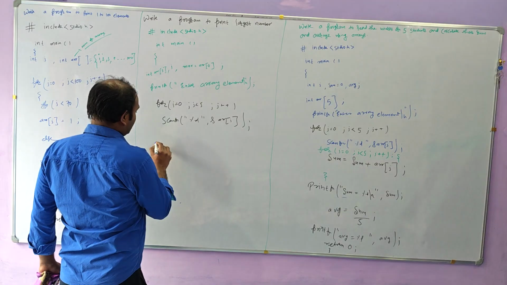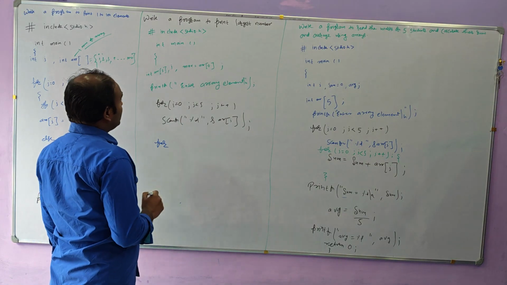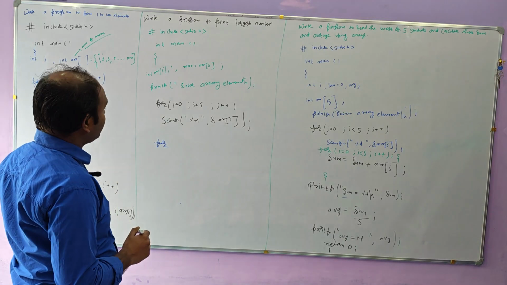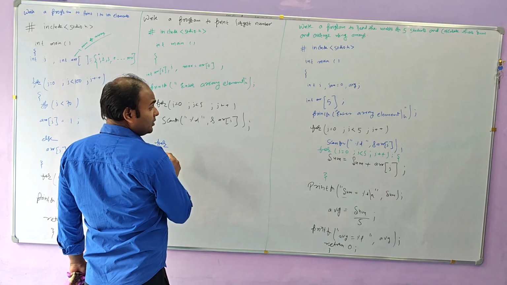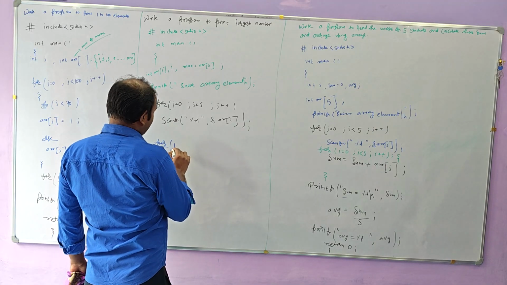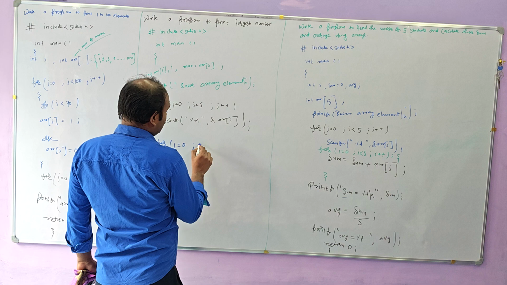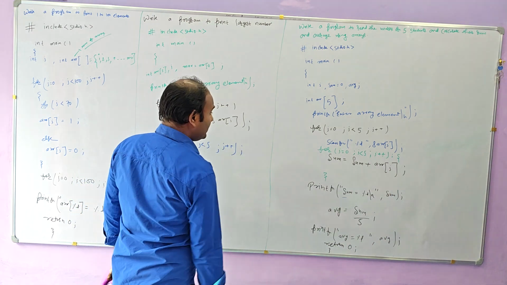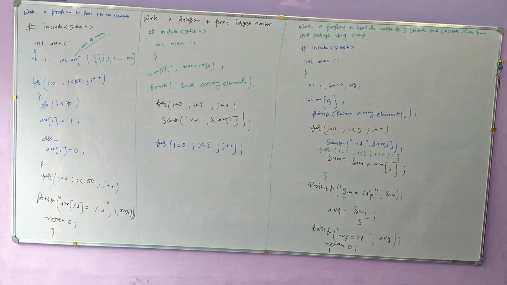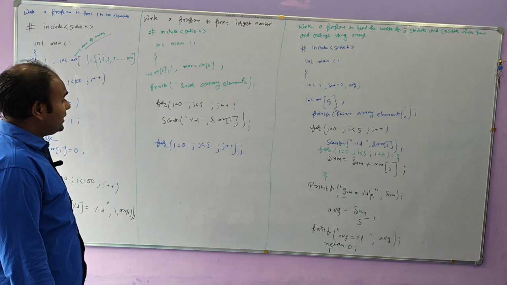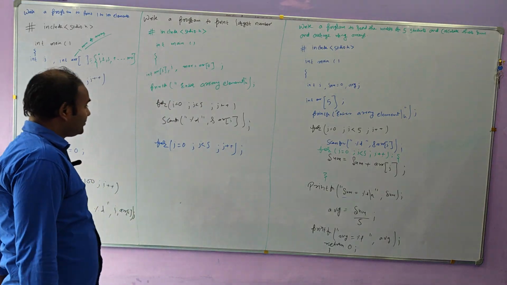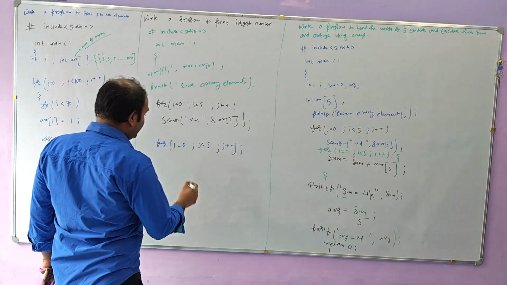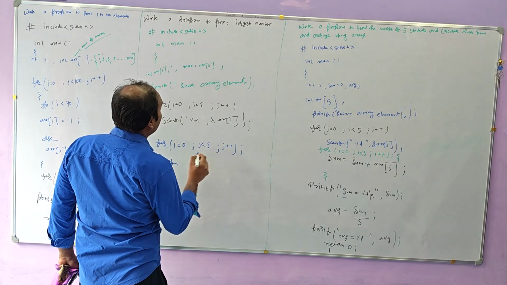Now for printing, for I is equal to 0, I less than 5, I plus plus. That's it. And now here we need to find the largest number.